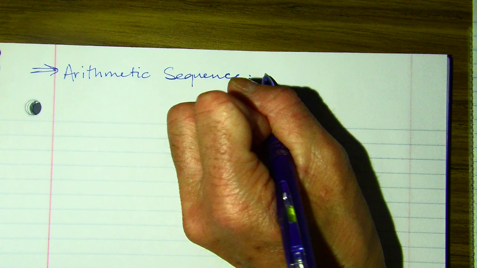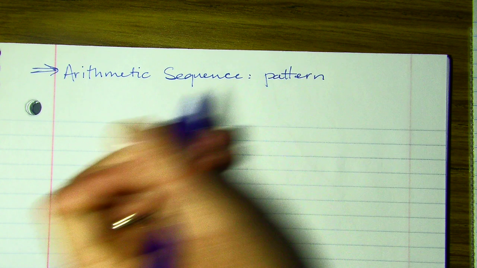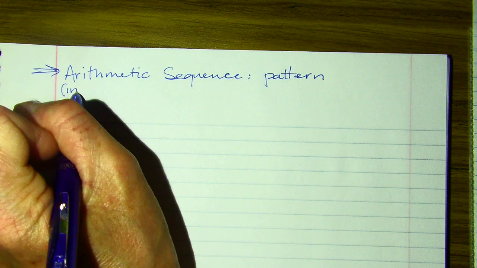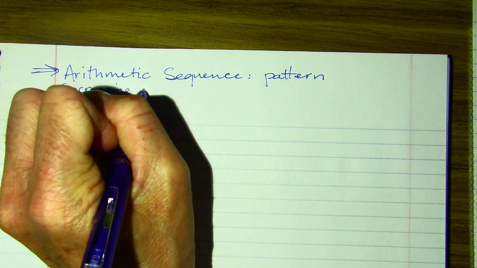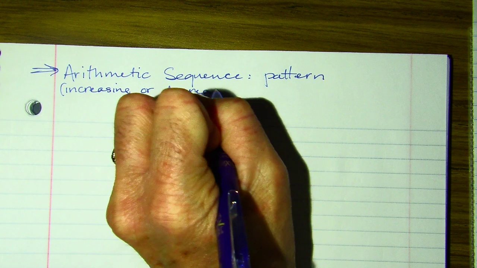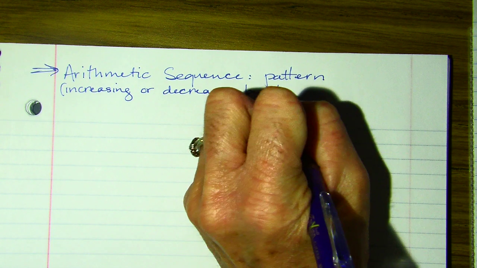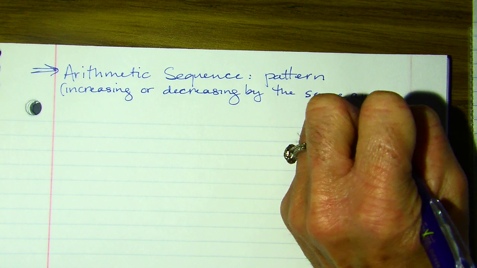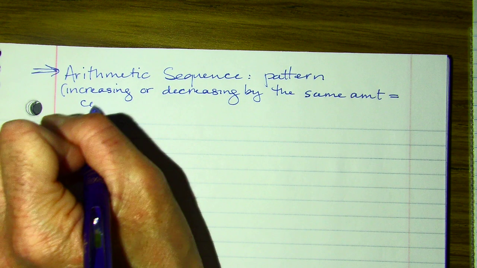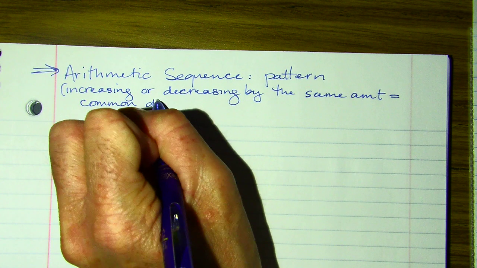Now let's go over something in your notes or in the book called an arithmetic sequence. An arithmetic sequence is simply something that has a pattern where it's increasing or decreasing by the same amount. They call that amount the common difference.